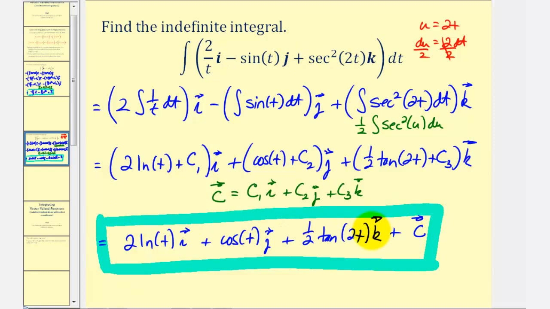That'll do it for this lesson. In the next lesson, we'll talk about how we can do these types of problems when we're given an initial condition and therefore find the exact antiderivative function.